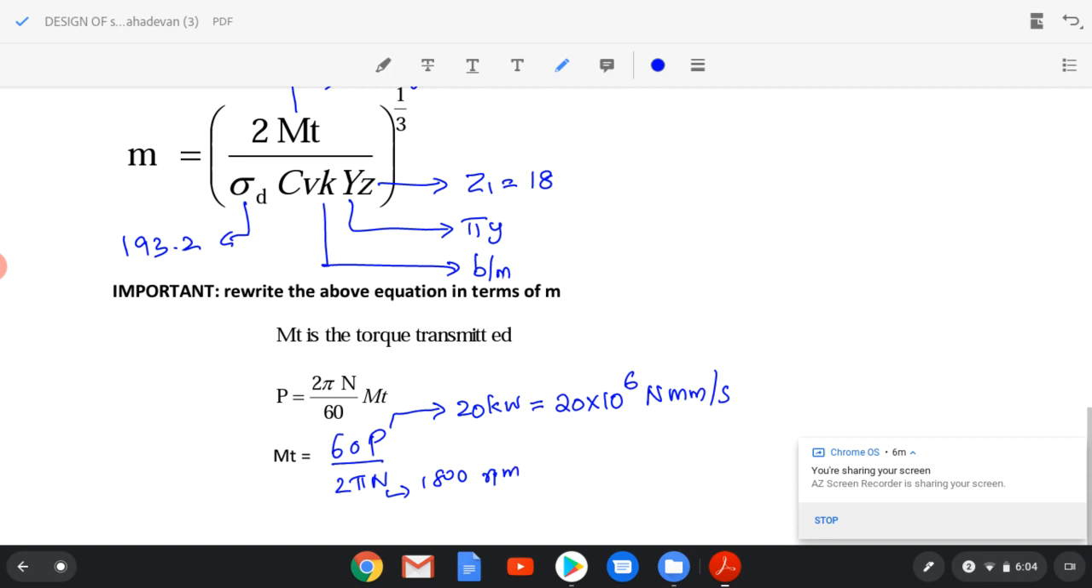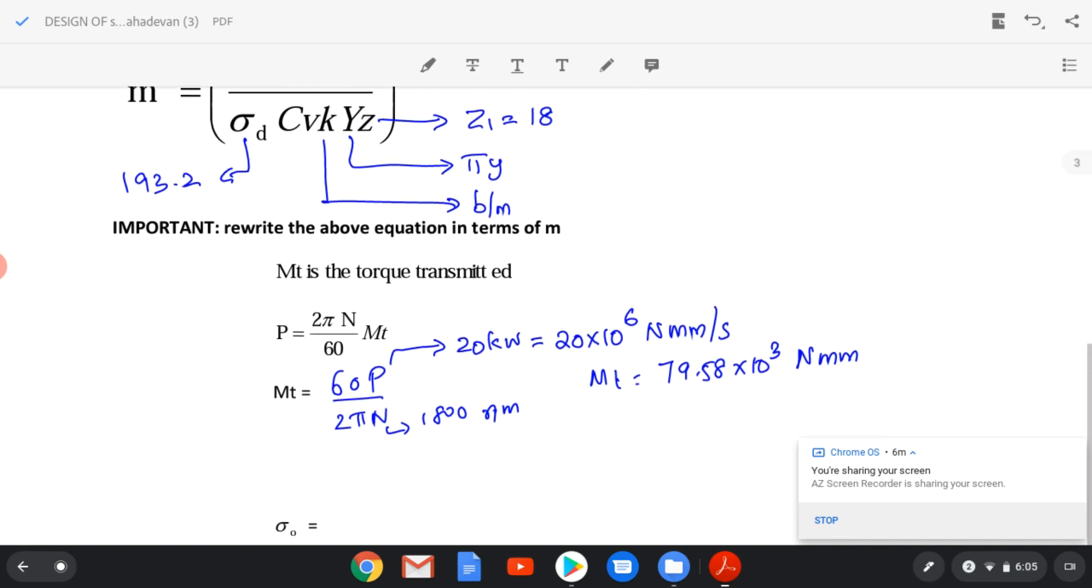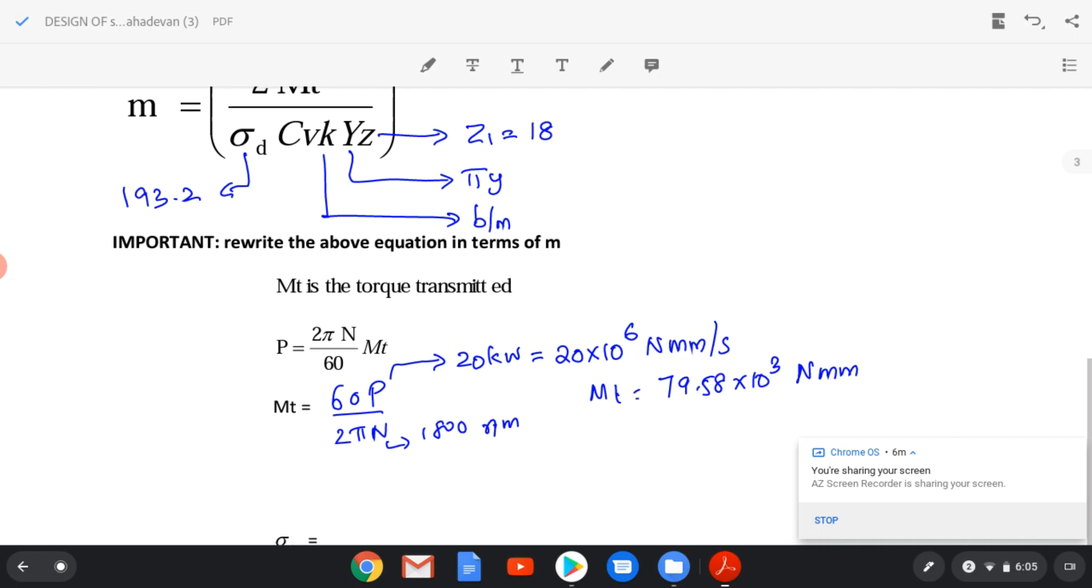That's the speed of the pinion. You will get Mt equal to 79.58 into 10 power 3 Newton millimeter. So we have found the numerator in the right side of this equation. We have now the value of sigma d.